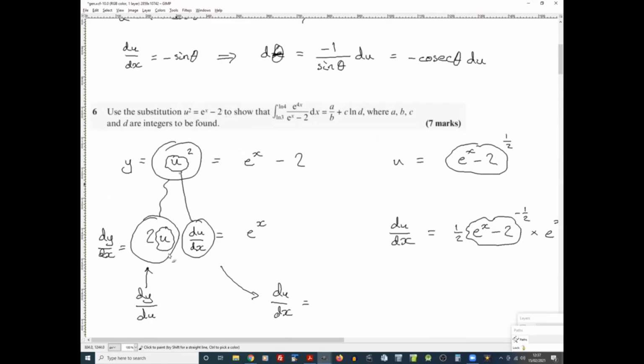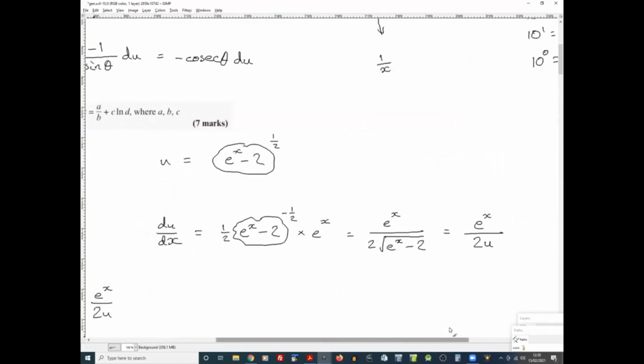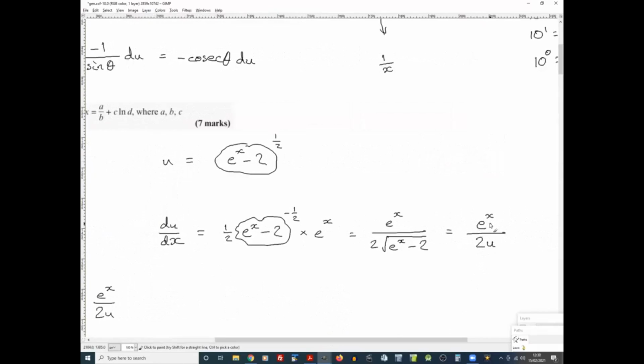Okay, what happens? We get 2u du dx equals e to the x, from which we get du dx equals e to the x over 2u. Which is one version of what we recently had over here, yeah? I'm not saying it's better than that version. I'm just saying we've got this version again.